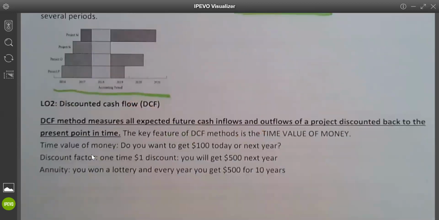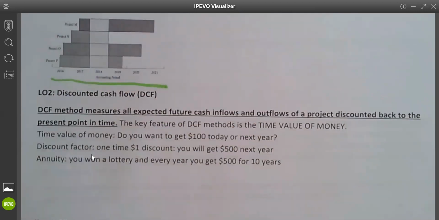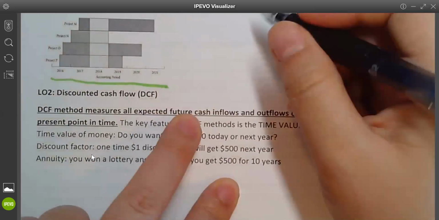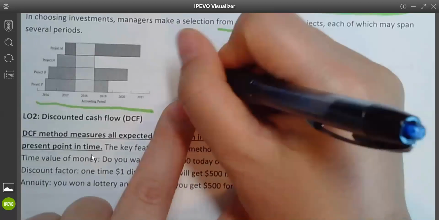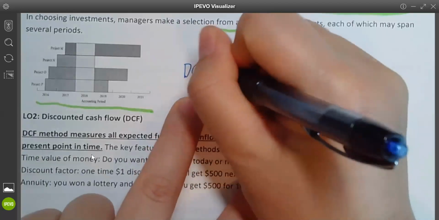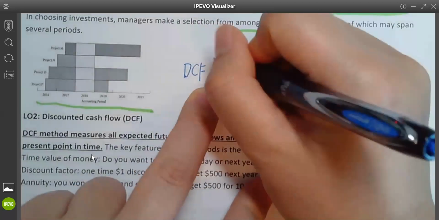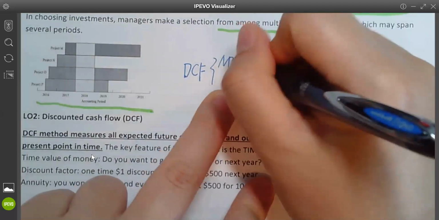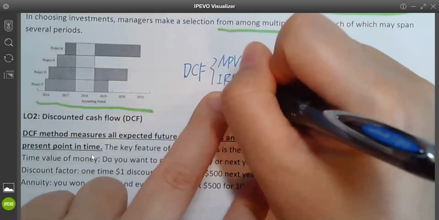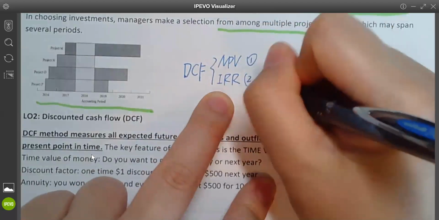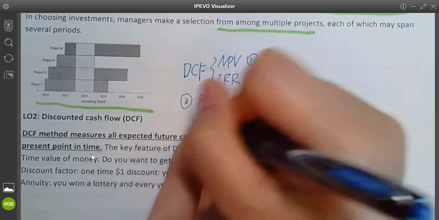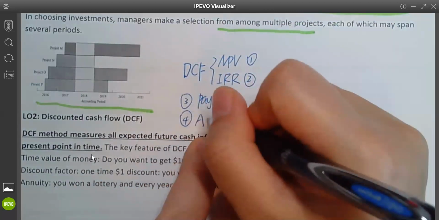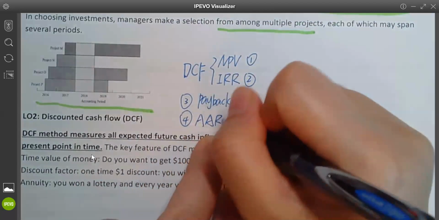So let's look at the first one and then look at the meaning of discounted cash flow. We said there are four techniques. The first two rely on discounted cash flow: we have net present value and internal rate of return. The third one is called the payback method. And the fourth one we call accrual accounting rate of return.